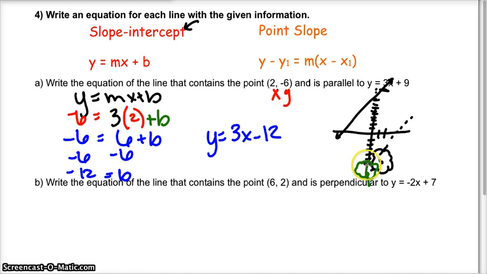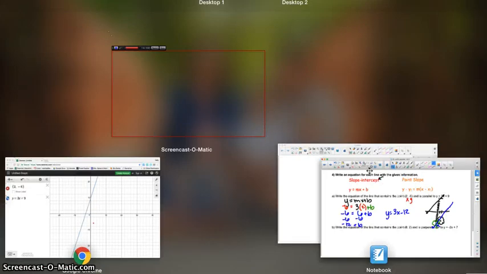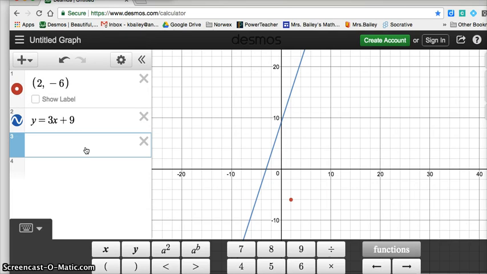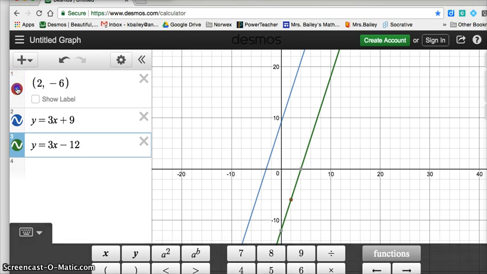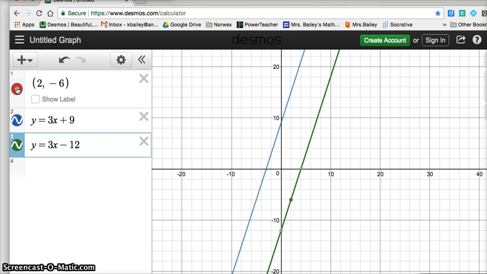And if you think about it, if this is down here at -6, that one's going to have to be significantly lower. And let me toggle back over here to this other screen. So our answer was y equals 3x minus 12. Yep, if you notice, we have the blue line, which was the original line that was given in the problem. We have the red dot. You can kind of see it. I'm flashing that red dot down there. So that's 2, -6. And so the green line is both parallel to the blue and going through the red dot.